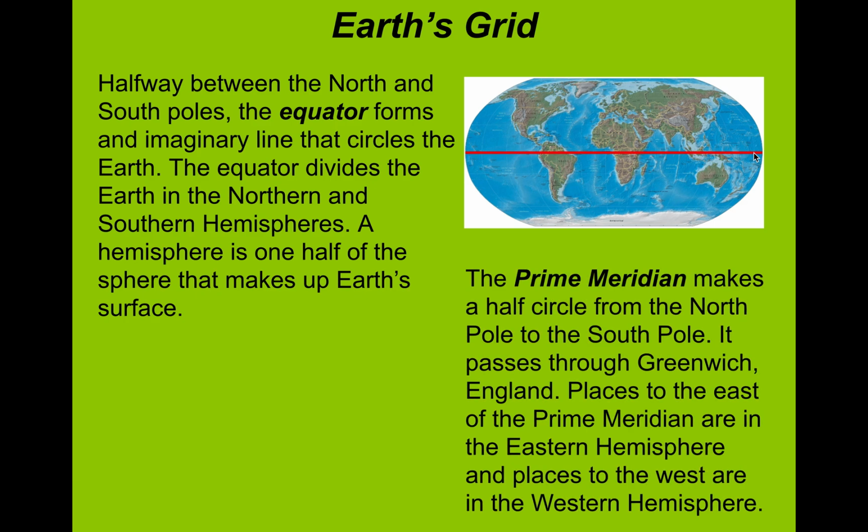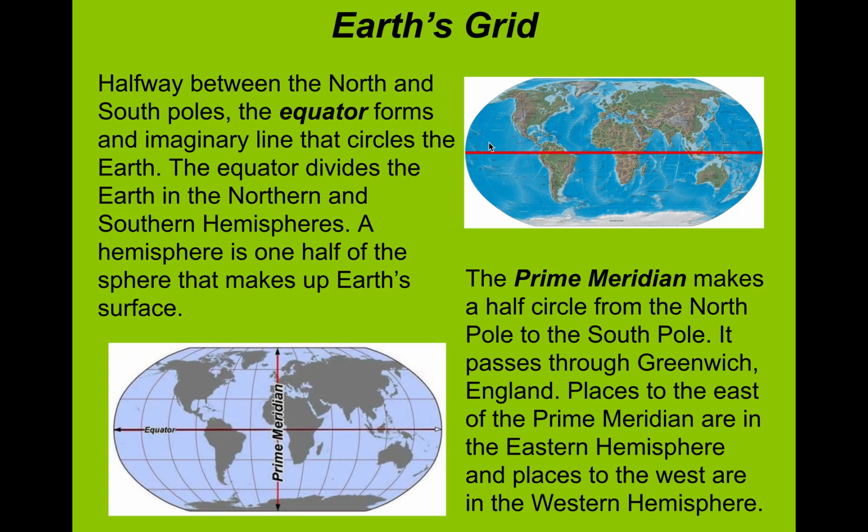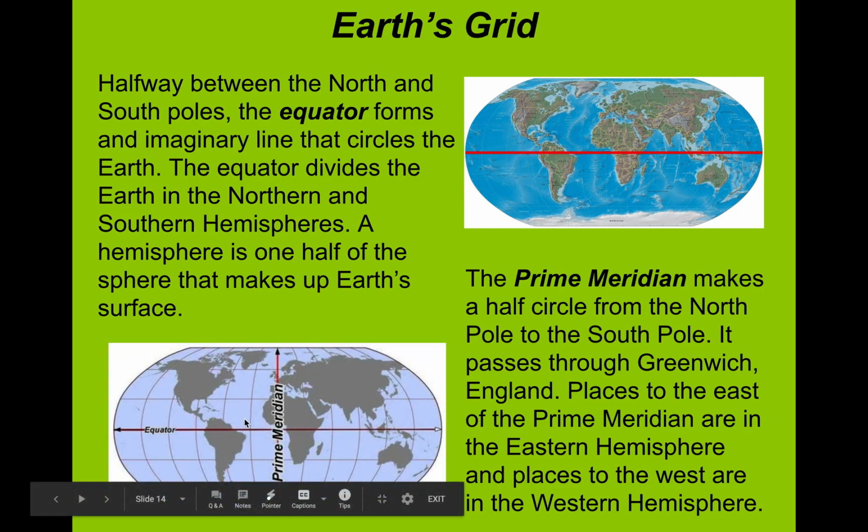The prime meridian makes a half circle from the North Pole to the South Pole. It passes through Greenwich, England. Places to the east of the prime meridian are in the Eastern Hemisphere, and places to the west are in the Western Hemisphere. So here we have the equator, which runs this way, the prime meridian, which runs up and down, and then you have the Western Hemisphere and the Eastern Hemisphere.